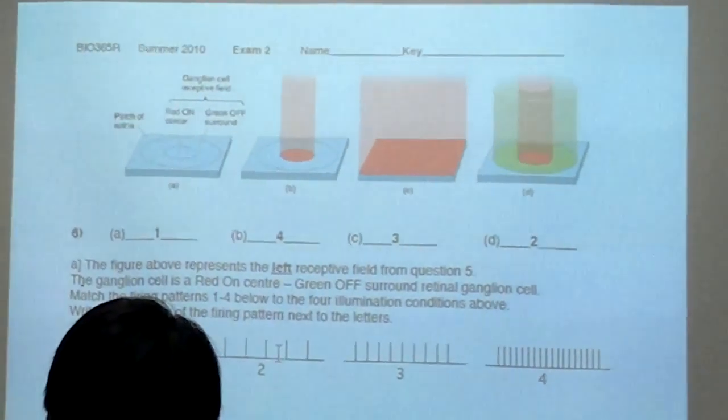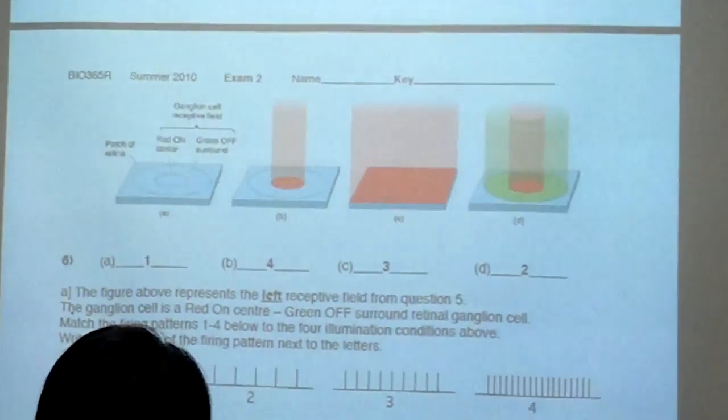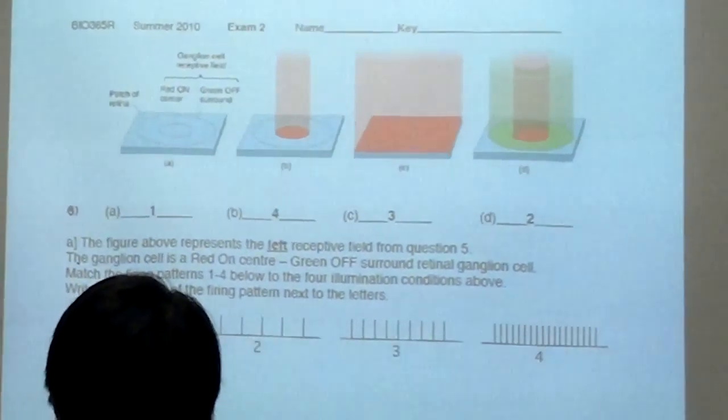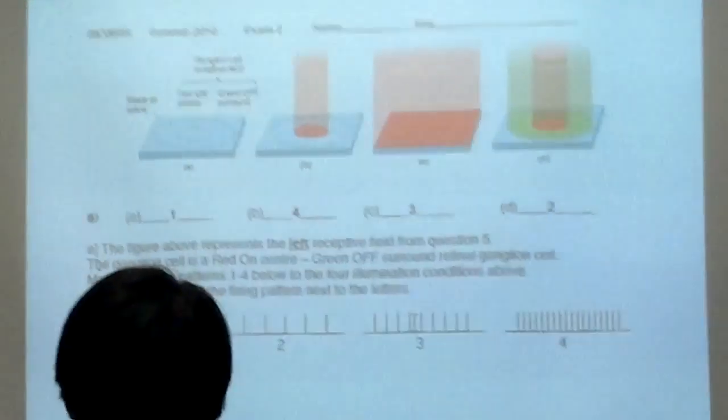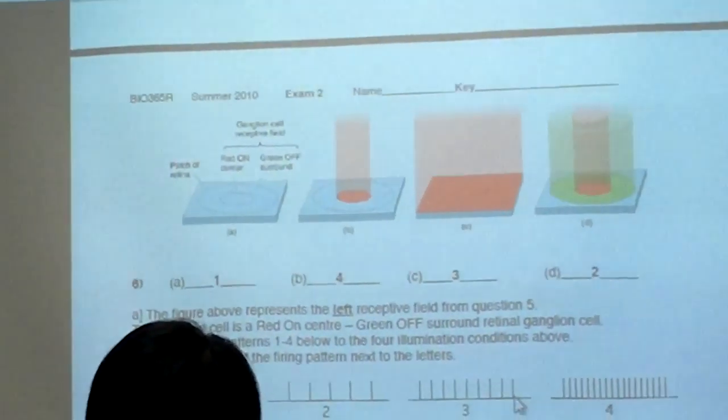That's going to be here. It's pretty close to baseline. But shining red on the surround is also going to inhibit that signal from the center, and that's going to look like this. Does that make sense to everybody?